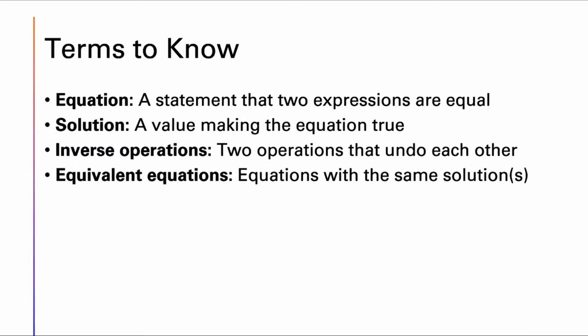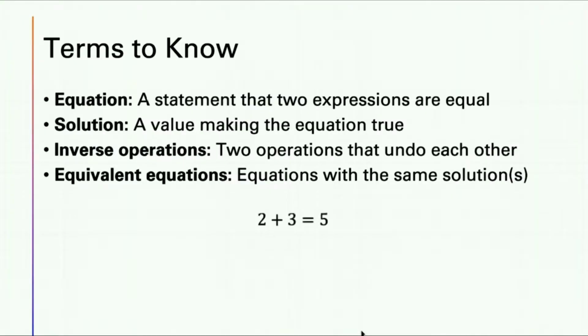Equivalent equations are equations that have the same solution. Once again, there can be multiple solutions to an equation. Take, for example, this equation: 2 plus 3 is equal to 5. Of course, this is a simple one. There will be more complex ones later on. Now, this is an equation because the two expressions, 2 plus 3 and 5, have been equated using the equal sign.